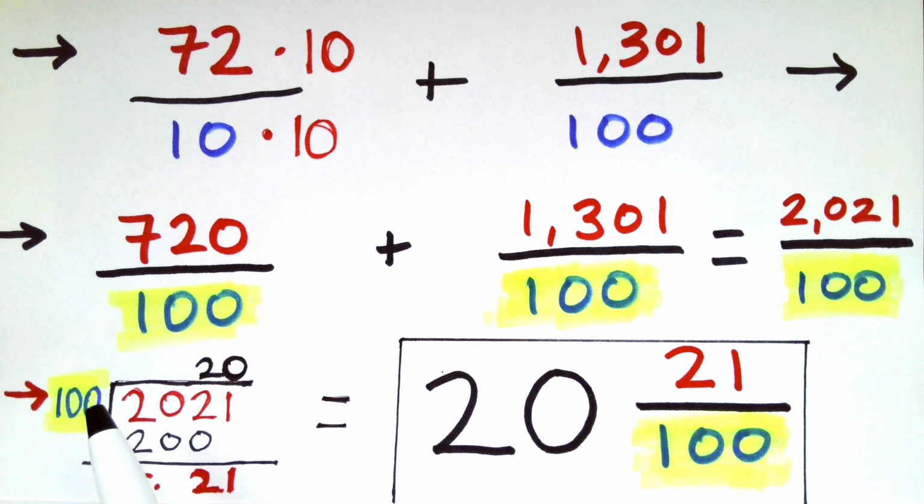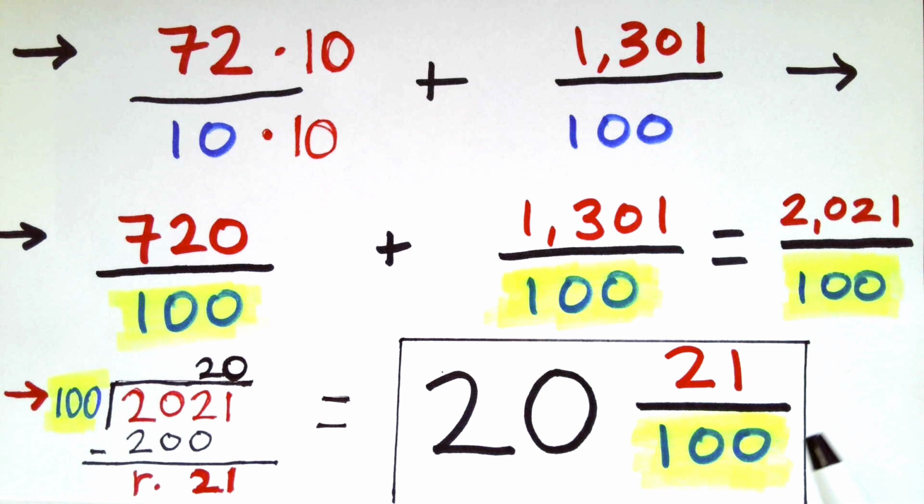And what number times 100 would give me 1? Zero. There are no numbers that I can multiply times 100 that give me 1. So I'm going to stop here at 20. I have a remainder of 21. 20 is my whole number. 21, my remainder, is the new numerator of my fraction. And 100 stays the same throughout.